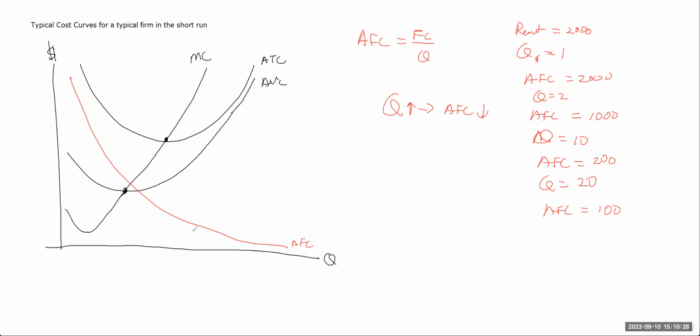Okay, and that's why the average fixed cost looks like this. When Q is low, average fixed cost is high. When Q increases, average fixed cost falls. But you could find that information without drawing it out. How? By using the gap between average total cost and average variable cost. When Q is low, let's say Q is right here.